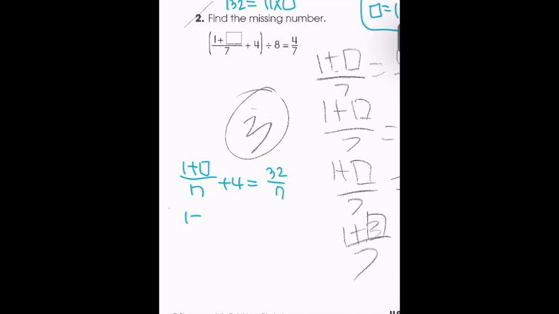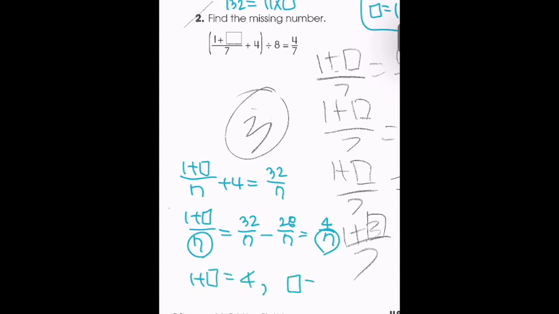And so 1 plus missing number over 7 is going to be 32 over 7 minus 4, or 28 over 7. And so we can write that as 4 over 7. And so since the denominator is the same, we know that 1 plus the missing number must be equal to 4. So the missing number must be 4 minus 1, which is equal to 3.